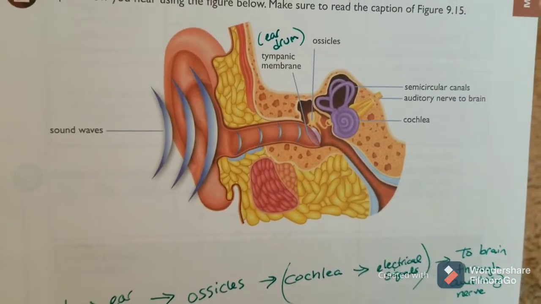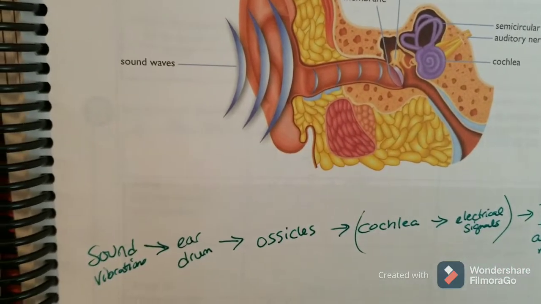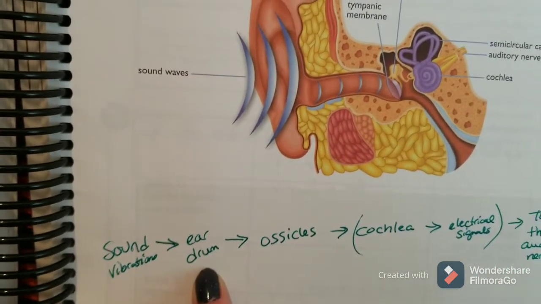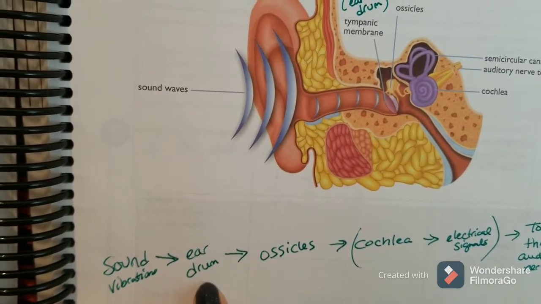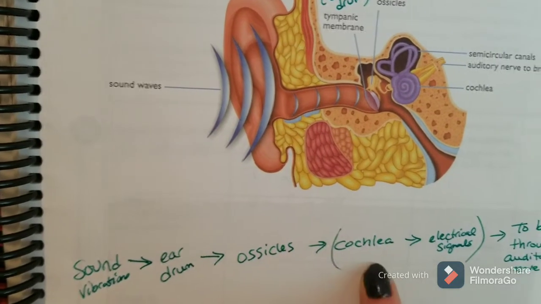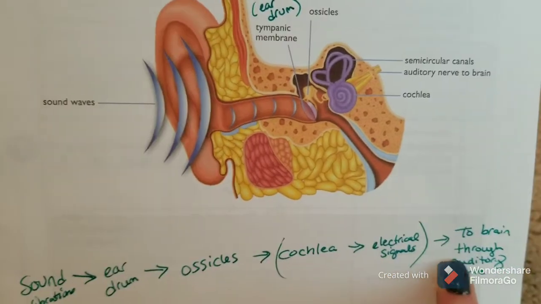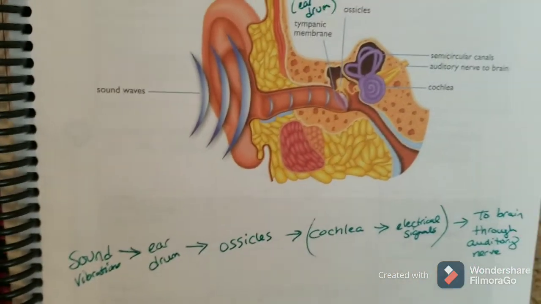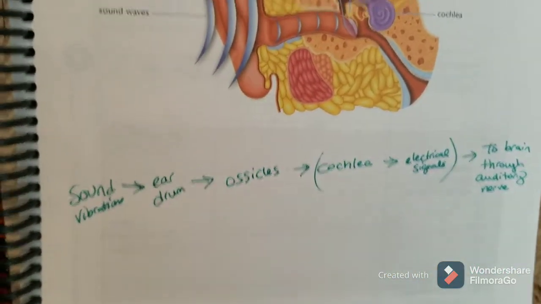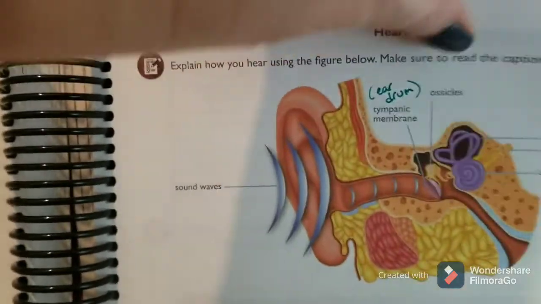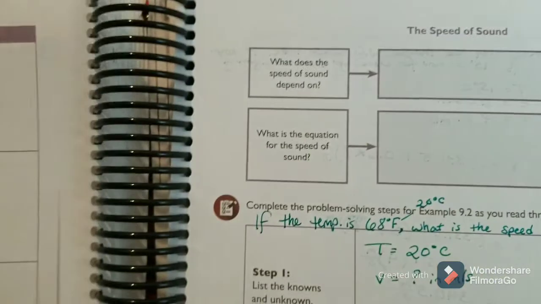So don't forget those words. We've got eardrum or tympanic membrane, ossicles, cochlea, into electric signals. The cochlea does that. And then it goes up into the brain through the auditory nerve. Woohoo! All right. So what we got next?